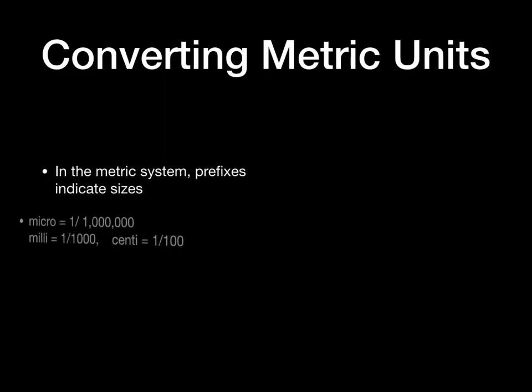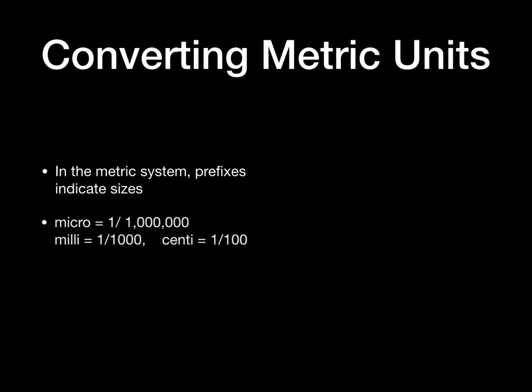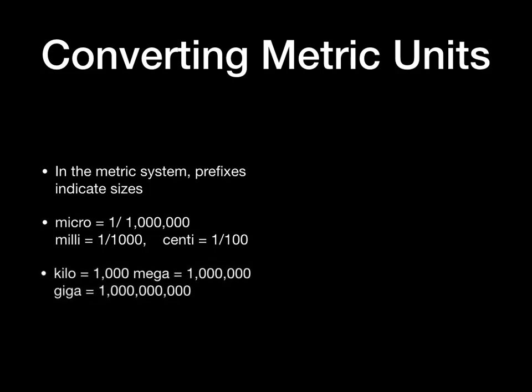This can be used in metric units a lot. In the metric system, we do a lot of conversions, and they use prefixes to indicate sizes. For example, we know that micro, as in a microliter, is 1/1,000,000th of a liter. A millimeter is 1/1000th of a meter. Centimeter is 1/100th of a meter. Other prefixes mean big things, like a kilo means 1,000. A kilogram is 1,000 grams. Mega means 1,000,000. Giga means 1,000,000,000.